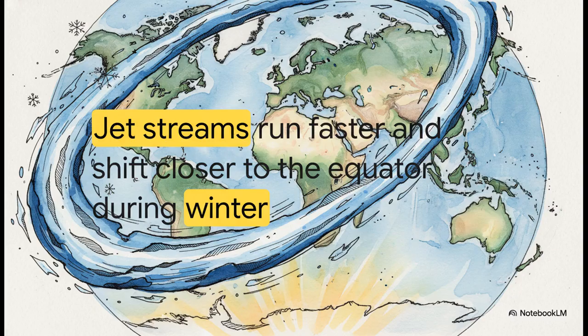But their behavior isn't static at all. A crucial rule of thumb is that jet streams run much faster and actually physically shift closer to the equator during the winter months. That's because the temperature contrast between the poles and the equator is at its absolute extreme.